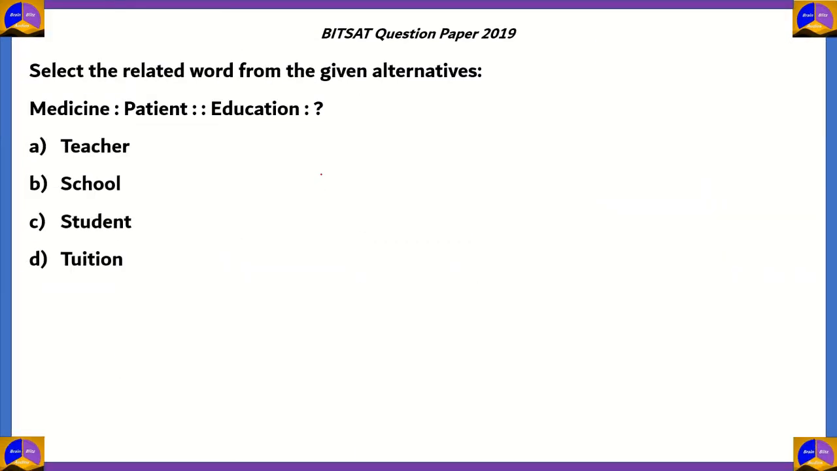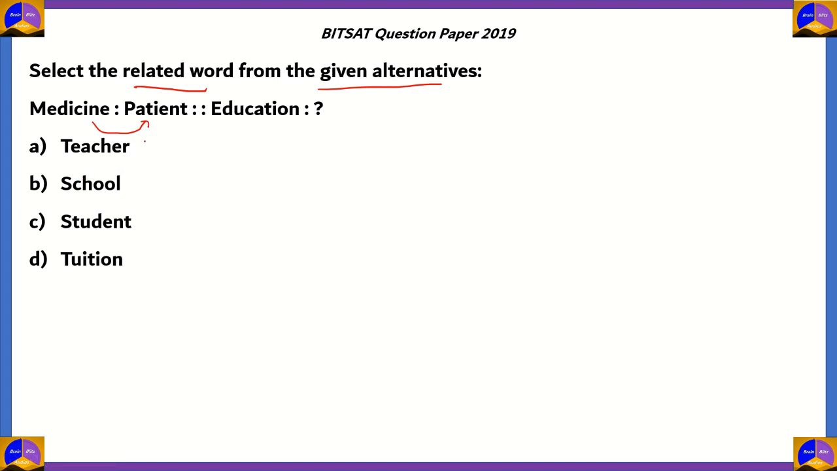Let's look at a question on relations. Here we're asked to find the related word from the given alternatives. Medicine is related to patient in a similar way as education is related to. The 4 options are teacher, school, student, and tuition.